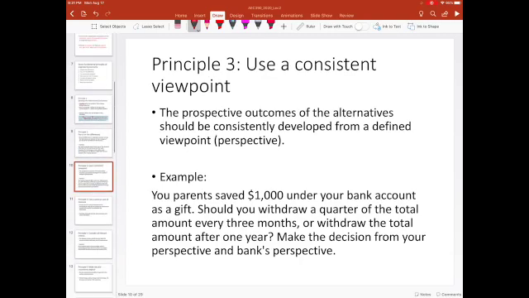And when you make the decision, you want to make that perspective consistent. So if you're looking at the problem from your point of view, you're going to look at it from your point of view from the beginning to the end of this problem solving. Okay, you don't want to change the perspective. Like, okay, I will look at it from my perspective, and then in the middle of the analysis, I'm going to look at it from the bank's perspective. That's wrong. Just keep the perspective the same.